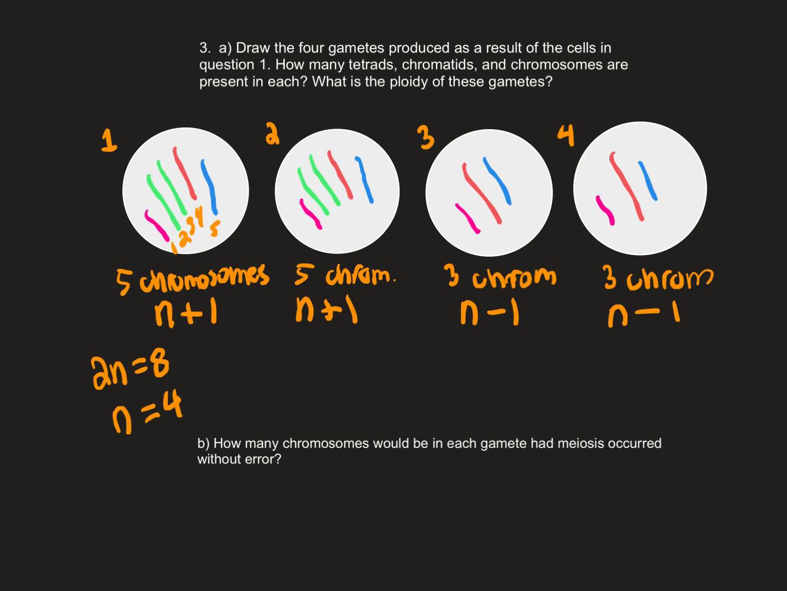And that kind of answers the final question here. How many chromosomes would be in each gamete had meiosis occurred without error? Well, because our haploid number is n equals 4, there would be 4 chromosomes in each gamete.